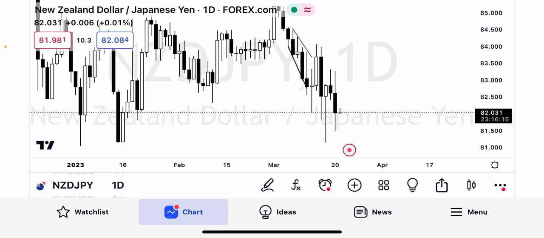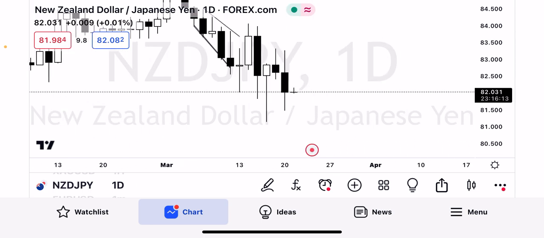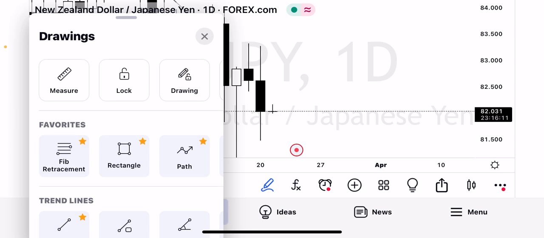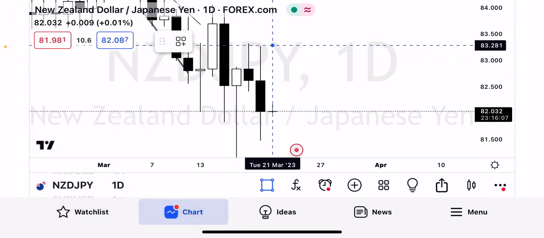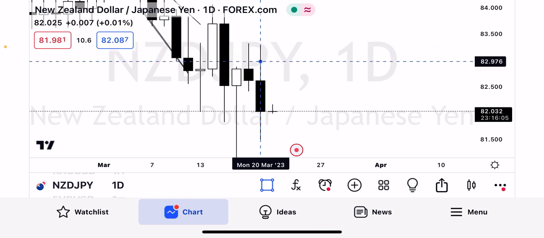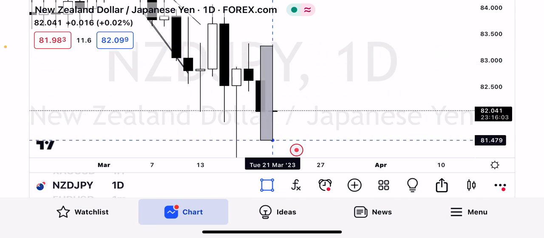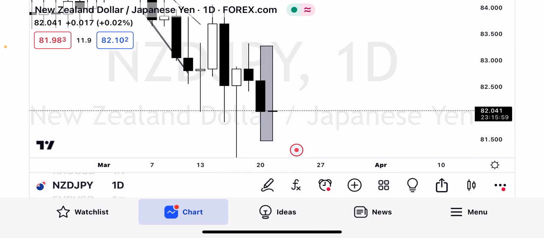So let's just put our rectangle. Look, I click on the rectangle, and I put it on it from the top to the bottom. Now remember that is 1 day. Each candle represents 1 day. Remember, 1 day, because we're on the 1 day time frame.